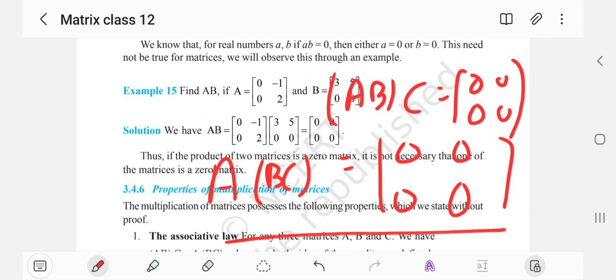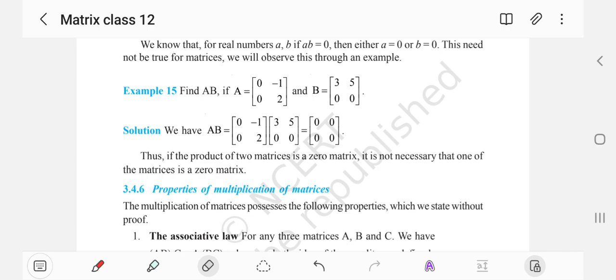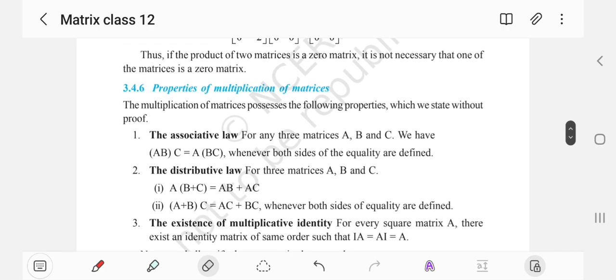So here I can say that both of these ways of multiplying are giving me the same answer, giving me the same matrices. Therefore I can say that yes, the property of associativity holds in case of multiplication of matrices. Hope it is clear to you.